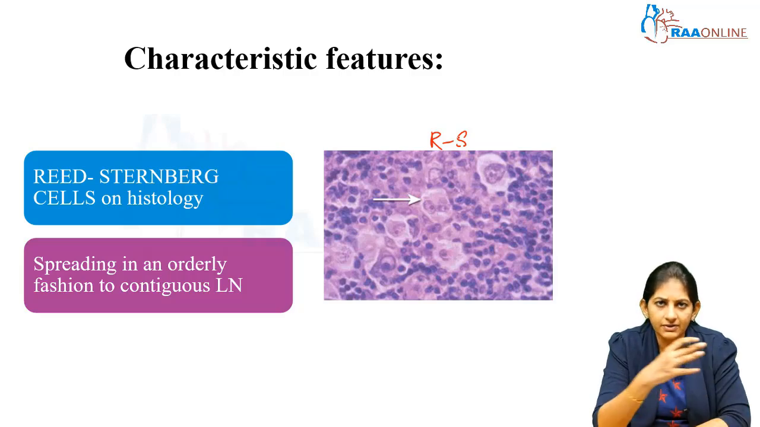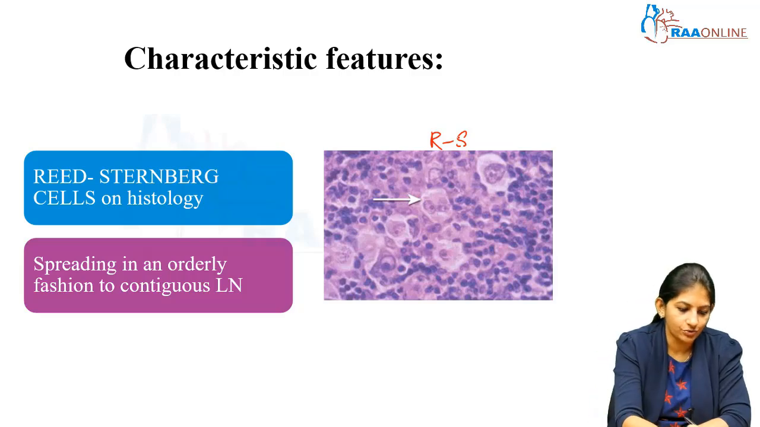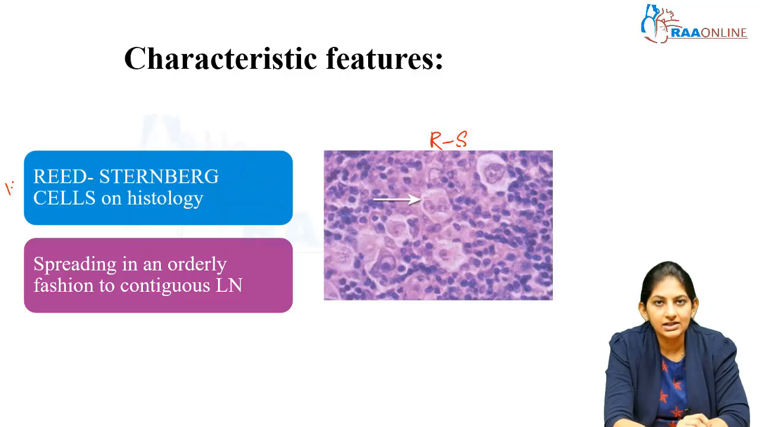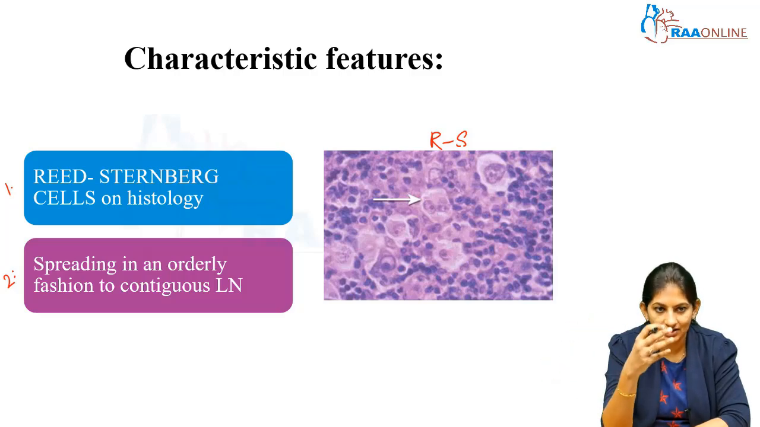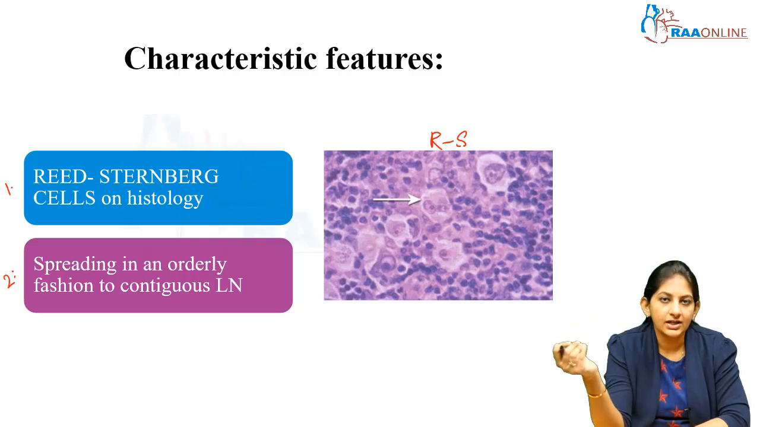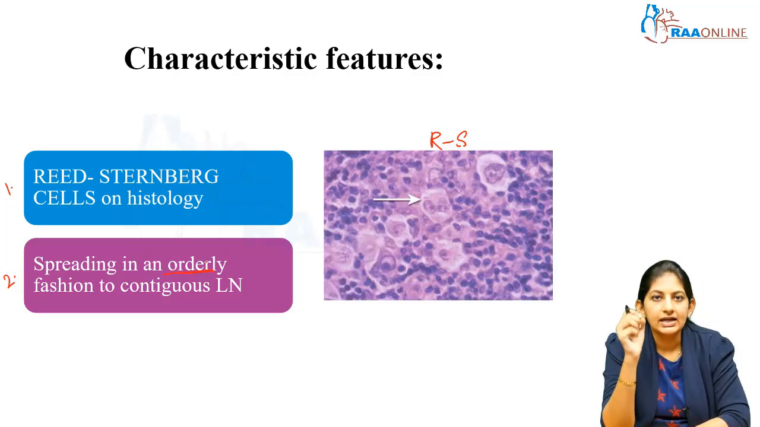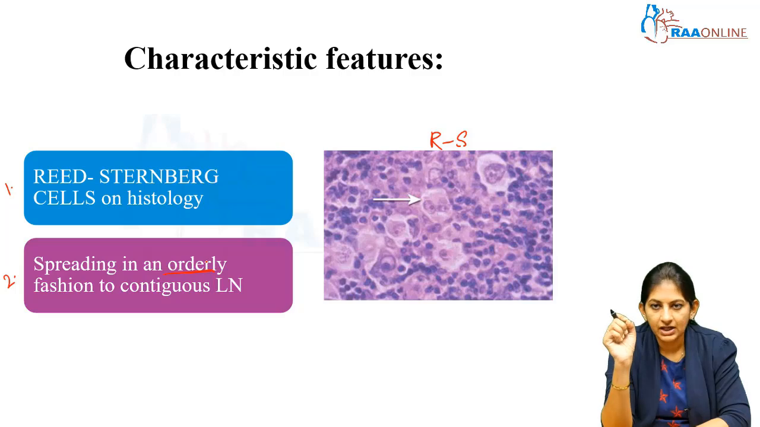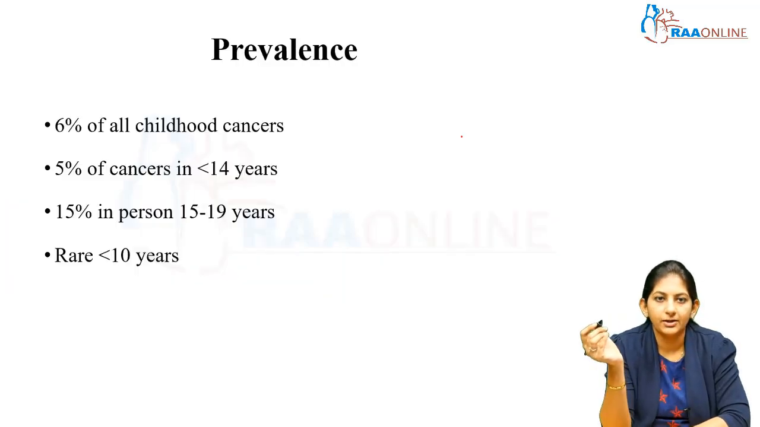If someone asks you for two characteristic features of Hodgkin, you are going to tell these two. One is of course the Reed-Sternberg cell. Another one is that Hodgkin lymphoma always spreads in an orderly fashion. It spreads contiguously to the lymph nodes. That orderly fashion is very, very characteristic of Hodgkin lymphoma. So what is this Reed-Sternberg cell? I will discuss in a while.